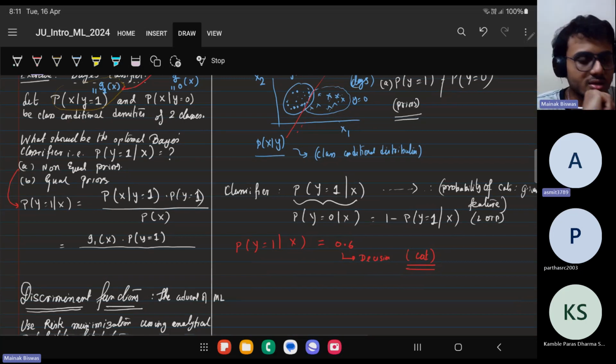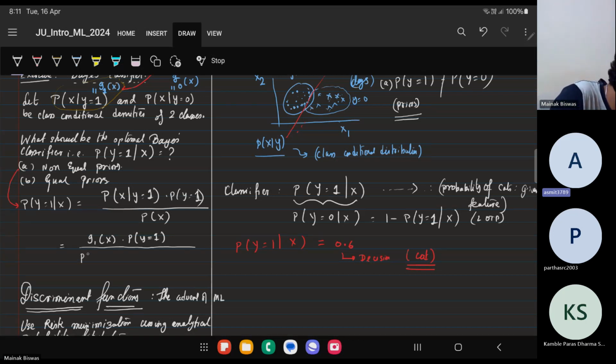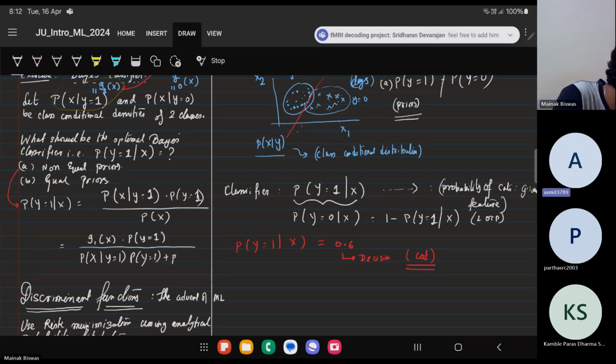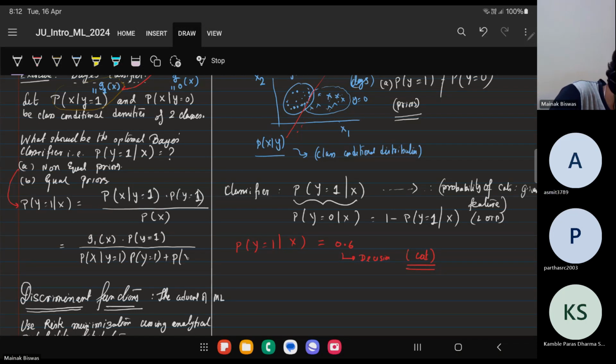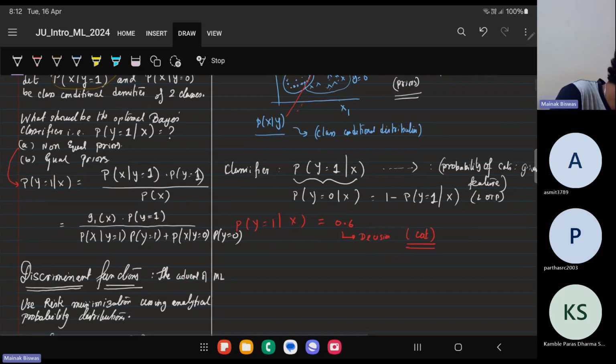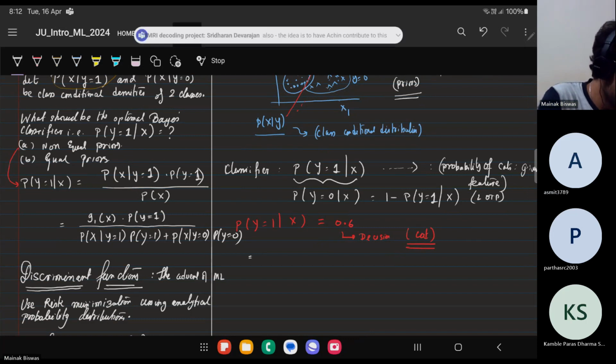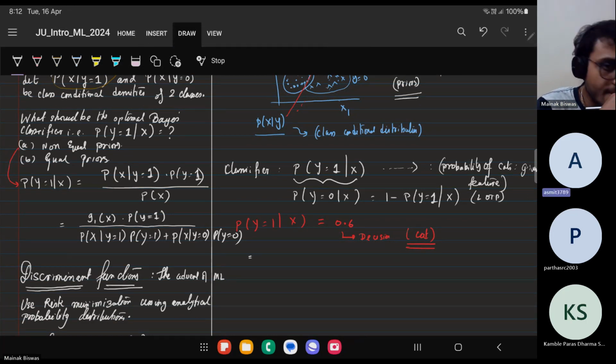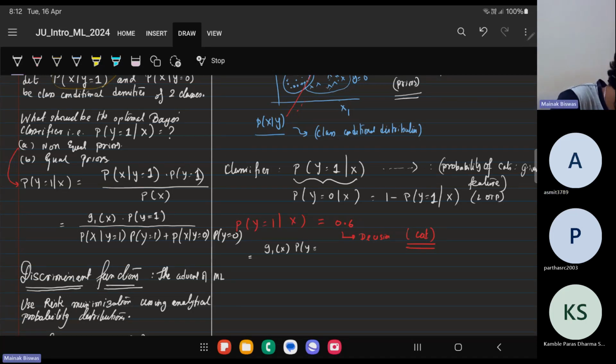Okay, so what will I say about the denominator? P of x given y equal to 1 into P of y equal to 1, plus P of x given y equal to 0 into probability of y equal to 0. Okay, so then what will this be? g1 of x into P of y equal to 1 by g1 of x into p of y equal to 1 plus 1 minus g1 of x.